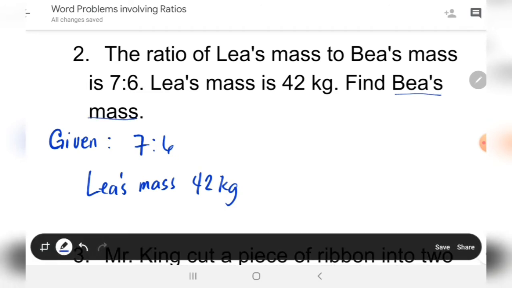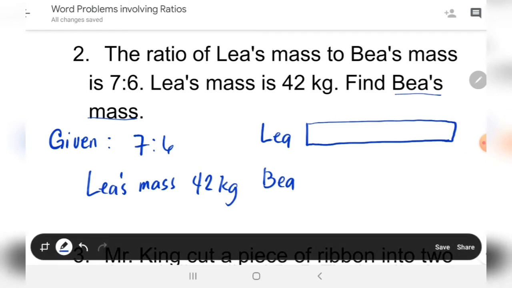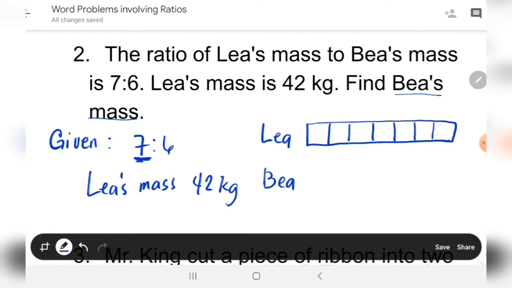Now, we're going to find out what is Bea's mass. In getting Bea's mass, we can construct a bar model. Here we have Leia, and here Bea. To construct the bar model, we can have a rectangular shape, and then we will cut this into 7 equal parts. 1, 2, 3, 4, 5, 6, 7. Now we got 7 equal parts.